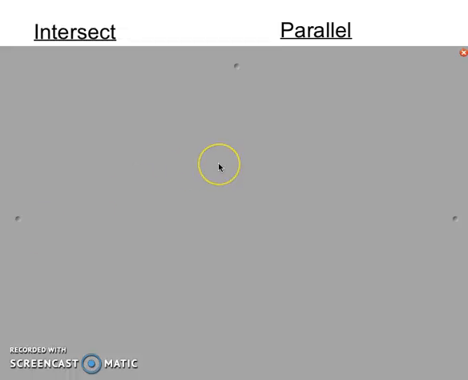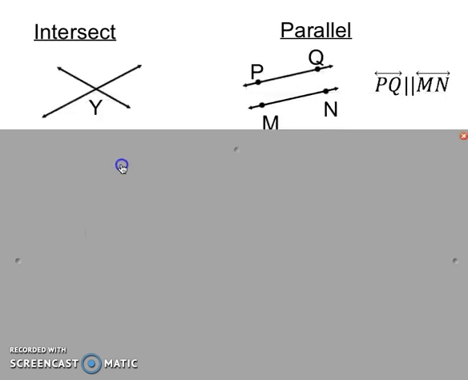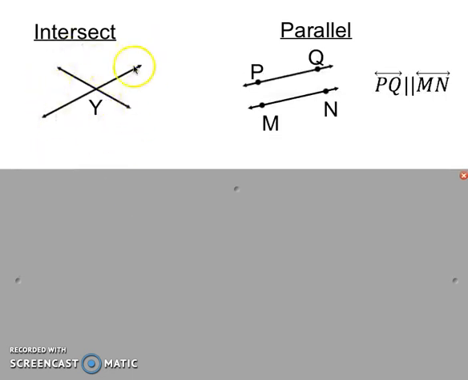Other vocabulary you will need to know, again, should be something you are writing in your notes. Intersect. Intersect means that your two lines are going to cross one another. So something like this would be an intersecting line, and they intersect at point Y. So this would be called the point of intersection. Parallel lines. I'm sure you've heard of them before. Parallel lines extend infinitely in the same direction. They never intersect one another.